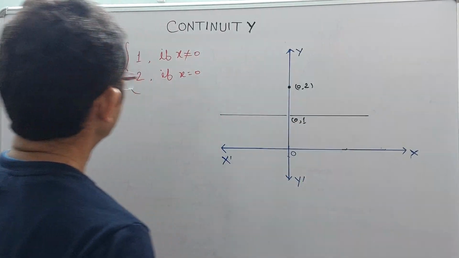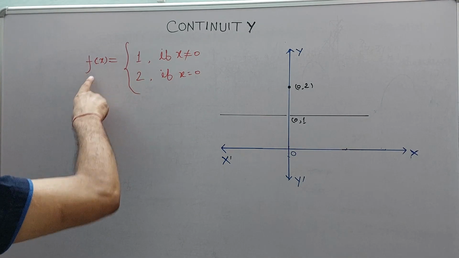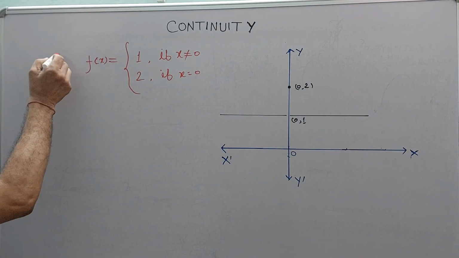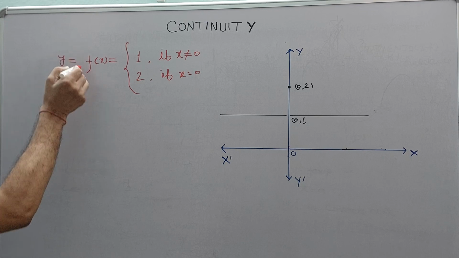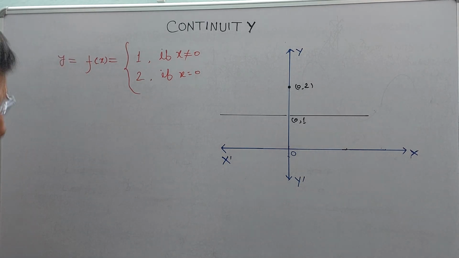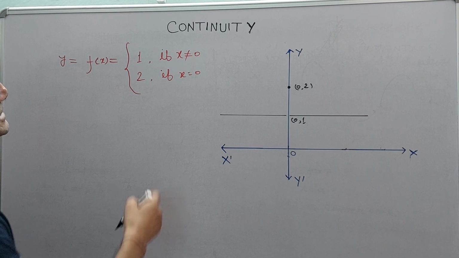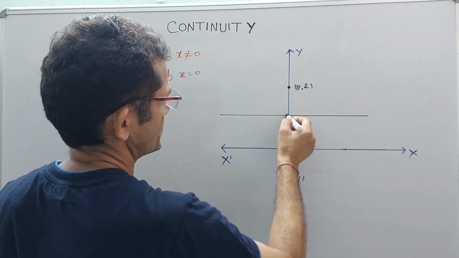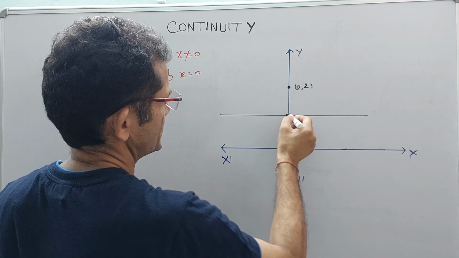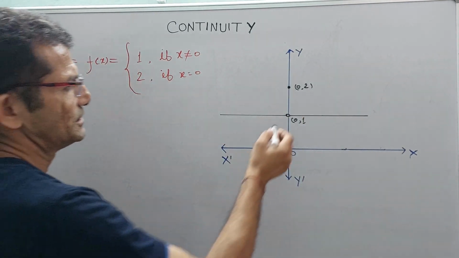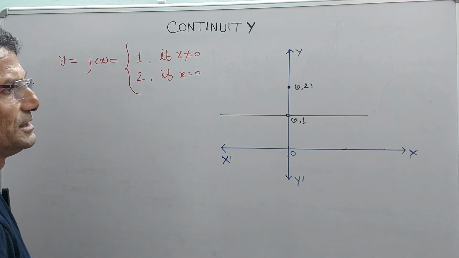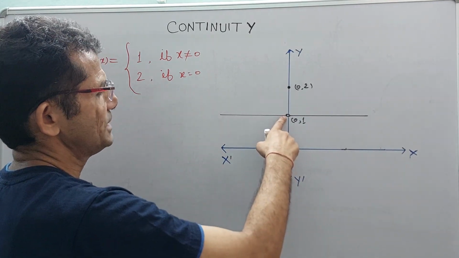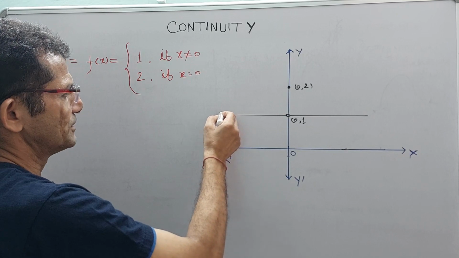Now when x is not equal to 0, the value of y, which is f(x), is equal to 1. Here x not equal to 0 means I am excluding 0. So we make a small ring here, because corresponding to x equal to 0 there is no value of f(x).